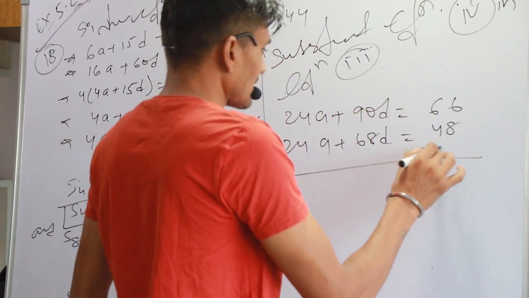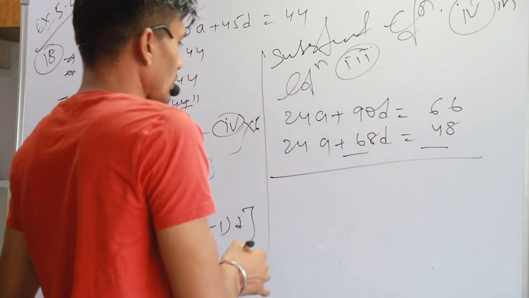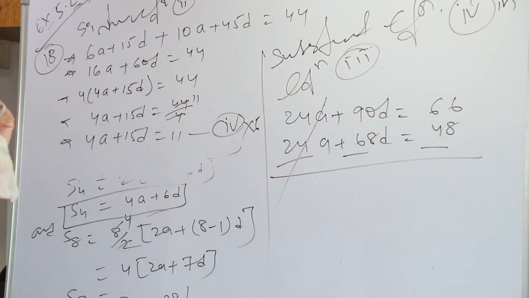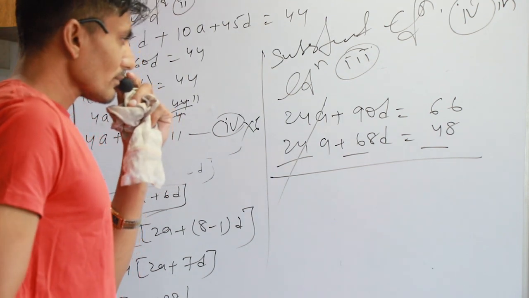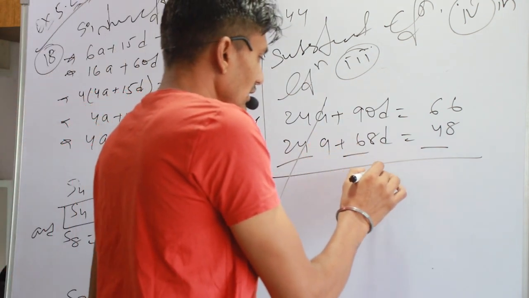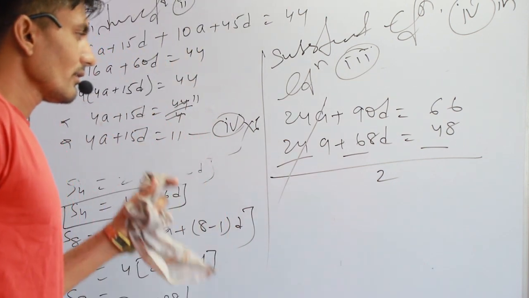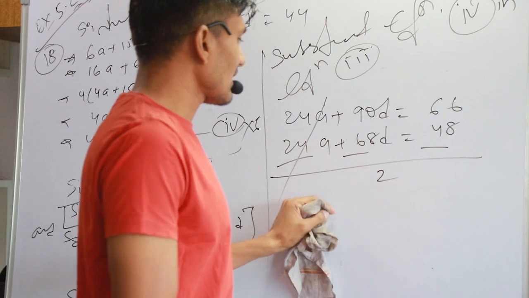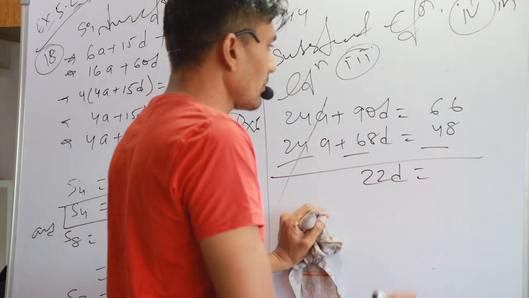Now we have to subtract this. This will be minus, this will also be minus, and this will also be minus. 24a minus 24a will cancel. 68 minus 60 is 8, what do we have here? 8 into 22d, equal to how much?